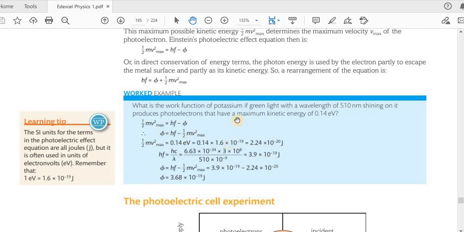But we are supposed to find the work function. First we can use this equation directly. h is Planck's constant, that will be given to you, 6.63 times 10 to the power minus 34 joule seconds.